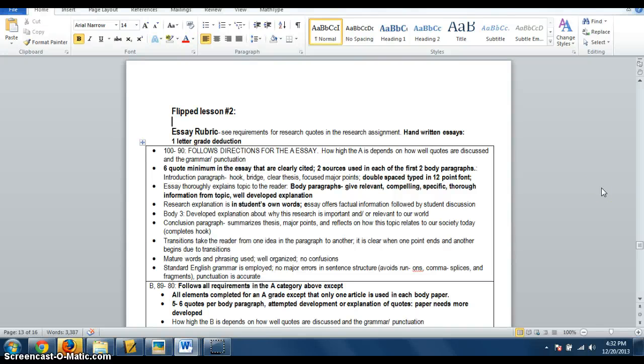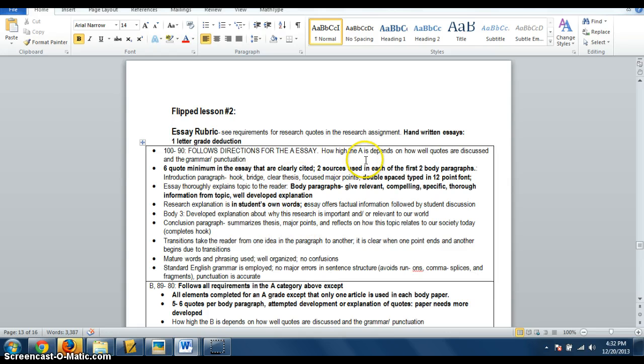Hi, this is the second part of your research. This is the rubric. So in class, I'm going to say, look at this on your own. I'm not going to tell you to look at the flipped lesson. Okay, so Mrs. Harris here, and I'm going through what you need to do to get an A in this essay. I don't think it's so bad.